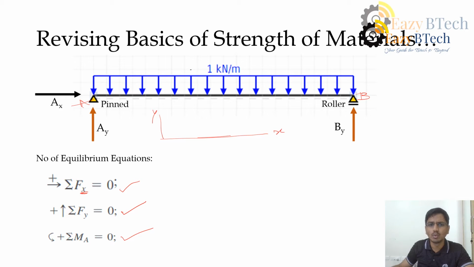Now, we have seen the number of reactions generated in the beam, and the number of equations. I know only the load acting on the beam. I don't know what the reactions are here. To find them out, I need to equate all this to the load acting. This is how we used to solve a problem to find the reactions.